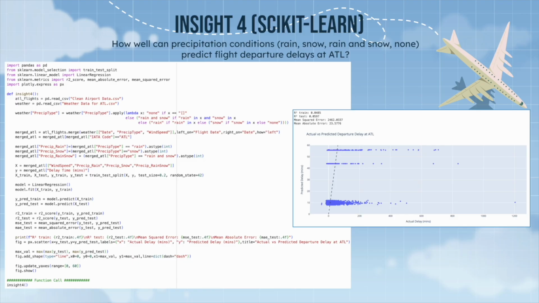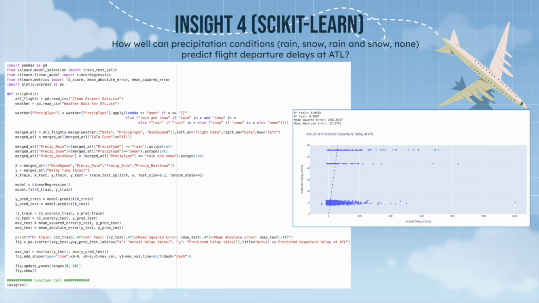After creating binary variables for each precipitation category, we split our data into training and testing sets with an 80-20 split and a random state of 42 for reproducibility, with our R-squared value on the training set at 0.0485 and on the test set it was 0.0597. These are very low R-squared values, which indicate precipitation alone does not explain much of the variance in flight delays. The mean absolute error, our model's typical prediction error, is about 24 minutes, which is quite large for flight delays.